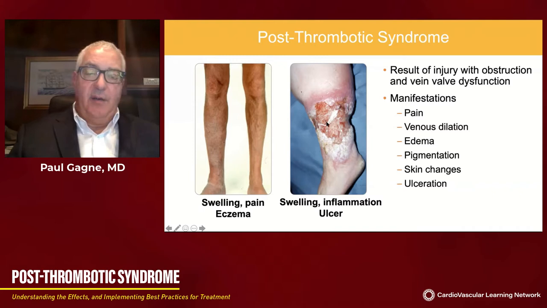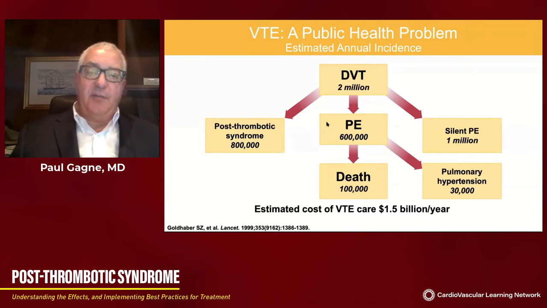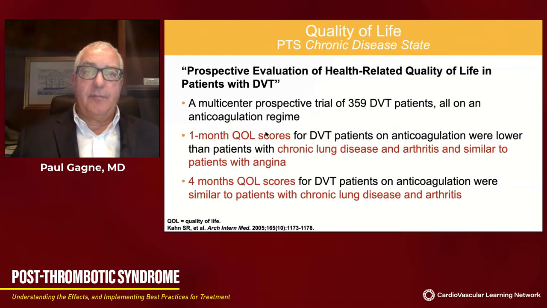And then finally, it's an expensive problem. We see a lot of patients who have an acute DVT, and some may die and some may have a silent PE, but you've got two groups, those with chronic pulmonary hypertension, and the bigger group, these patients here with post-thrombotic syndrome, who account for a large part of the cost of taking care of VTE events over the long term. And finally, the quality of life deterioration in the post-thrombotic syndrome is severe.